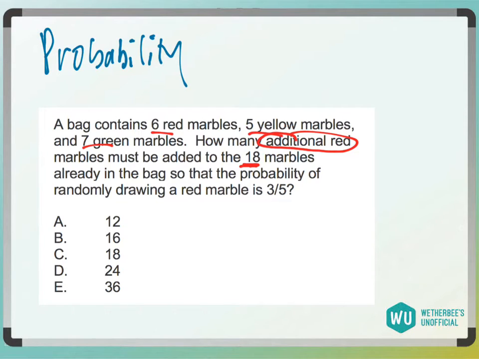So how many reds do we have right now? We have 6 reds out of 18 total, right? Now we want to add reds so that the probability ends up being 3/5, right? So how are we doing that? We're adding reds. So this is kind of the easy part, right?